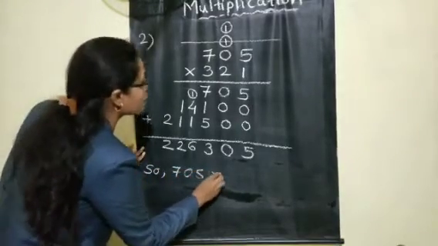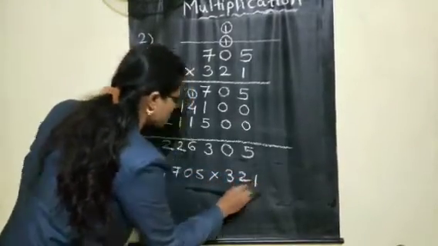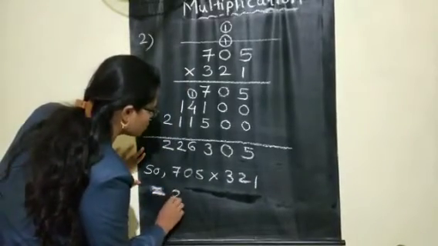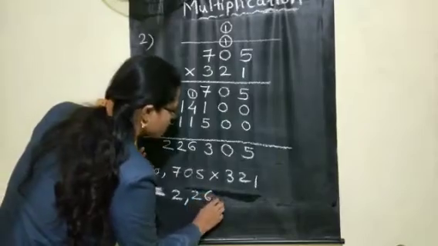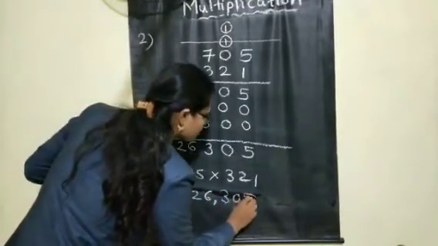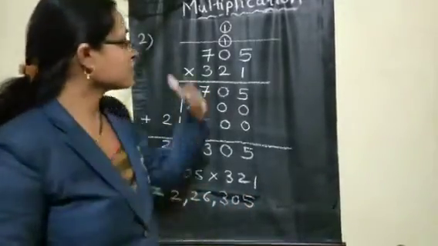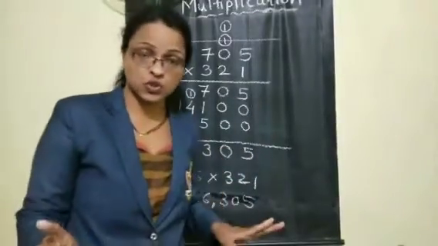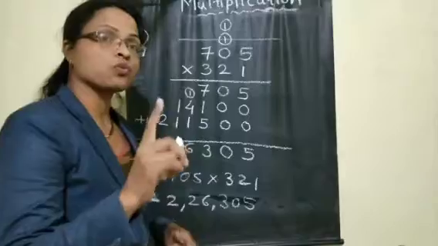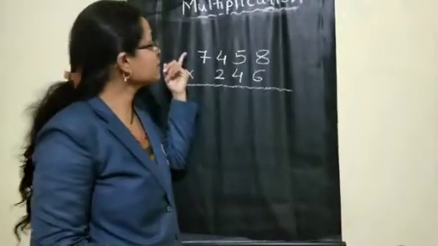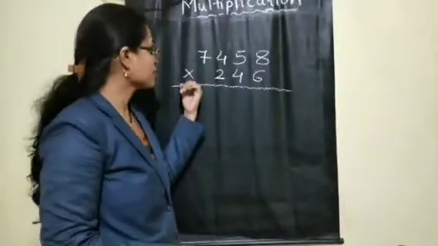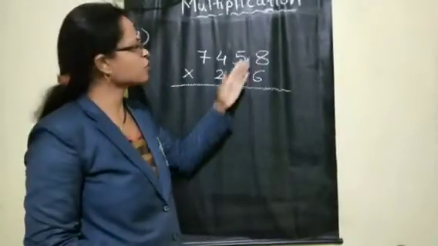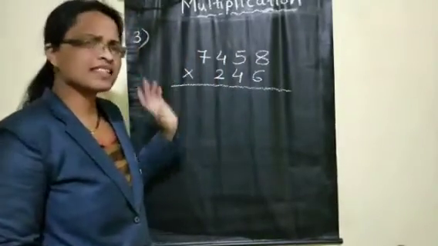Okay, so we are writing, 705 multiply by 321, the answer you are getting is equal to 2,26,305. So how to multiply with the 0, how to add the carry, I hope you people have understood now. Let us try one more example. It is a multiplication with a 4-digit number. We are multiplying by a 3-digit number. Process is same, only the places increase.